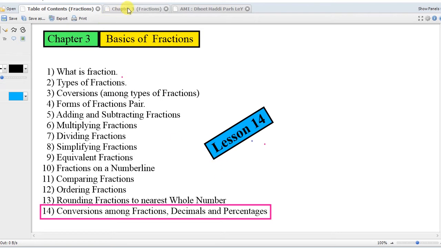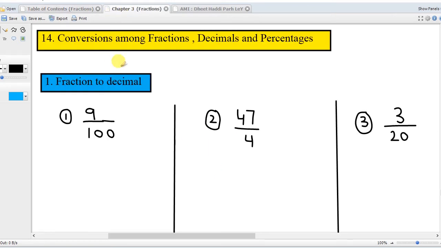So let's begin today's lesson. In today's lesson we will be covering 6 concepts. We'll start converting from fractions into decimals and fractions into percentages. After that we'll convert decimals into fractions and decimals into percentages, and at last we'll convert percentages into fractions and percentages into decimals, right? So let's begin.